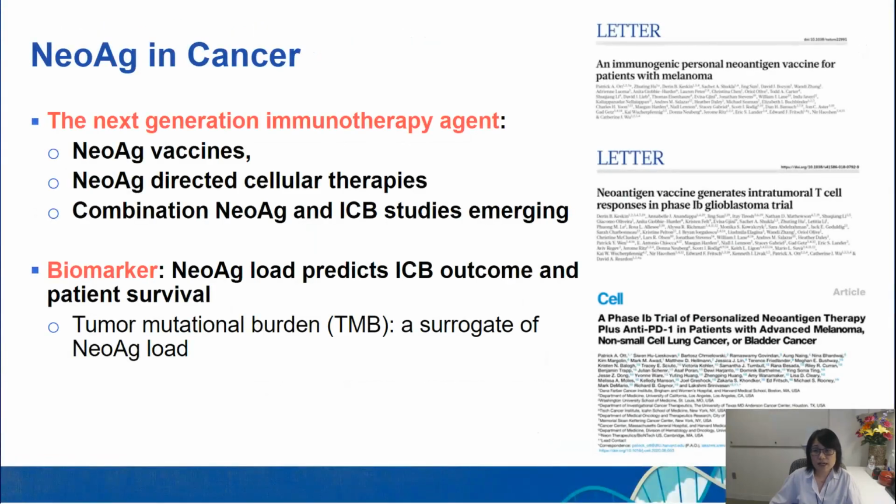Neoantigens can be used to treat cancer in the formats of vaccines and cellular therapies, in combination with ICV. In addition, neoantigens are also biomarkers that predict ICV outcome and patient survival. With the lack of accurate measurement of neoantigen load, however, tumor mutational burden, or TMB, has been used as a surrogate. But I want to show you later that neoantigen load is a better biomarker than this surrogate.